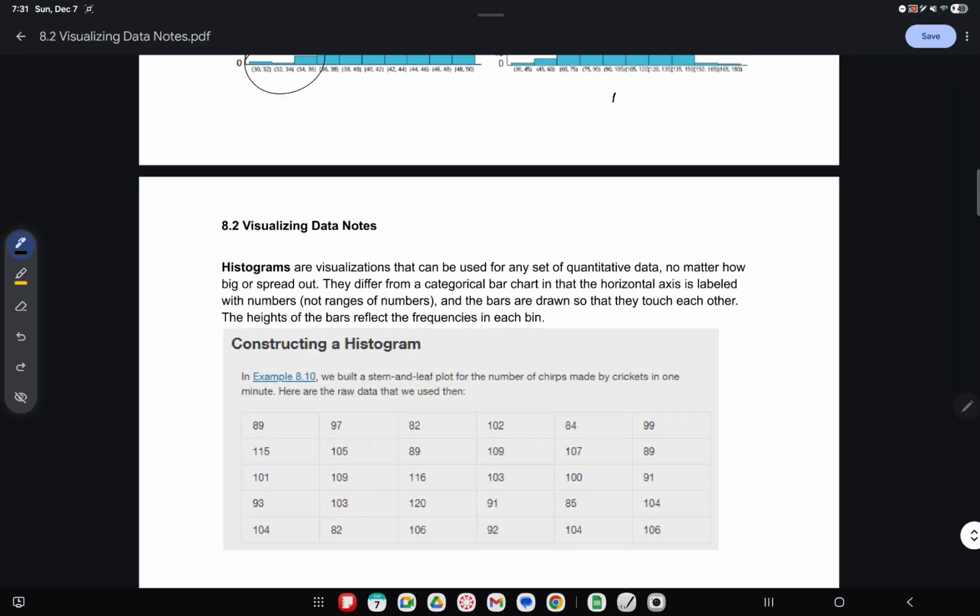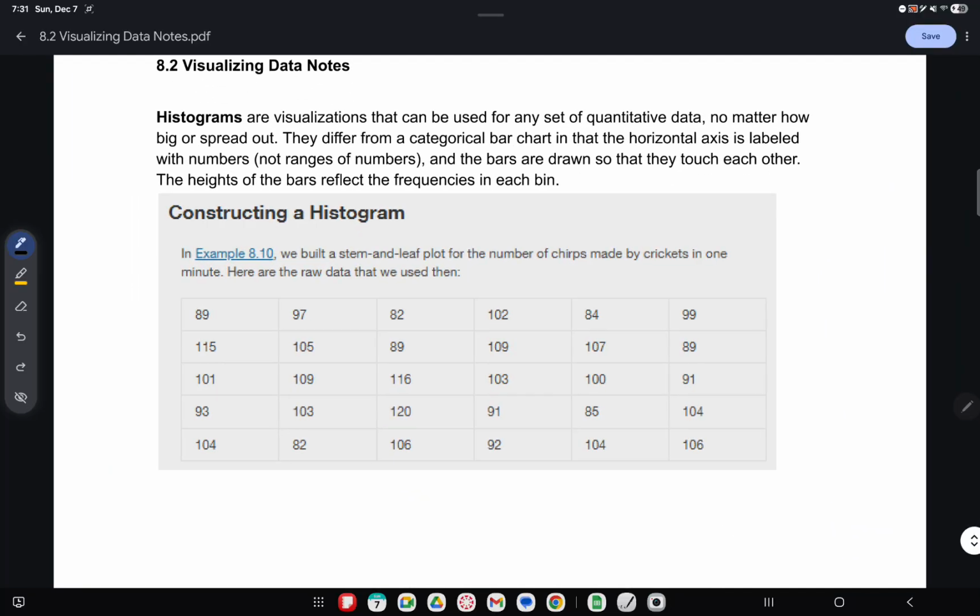Alright, so we'll create one of these histograms here. So it's basically a fancy bar chart where the bars are touching. And usually in a histogram we have bins. So let's see.